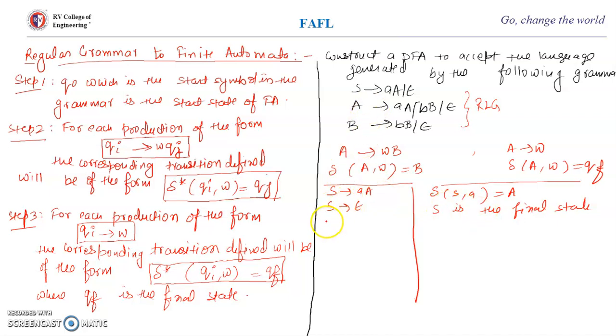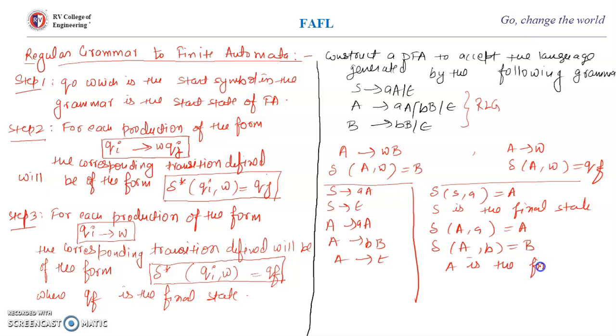And then the next production is A to aA. For this we need to write δ(A, a) = A, applying step number 2. And then A to bB, for this we are going to write δ(A, b) = B. And again for A to epsilon, we will say A is also a final state. And then for the next production B to bB, we will introduce δ(B, b) = B using step 2, and then B to epsilon, step 3, we will say B is a final state.